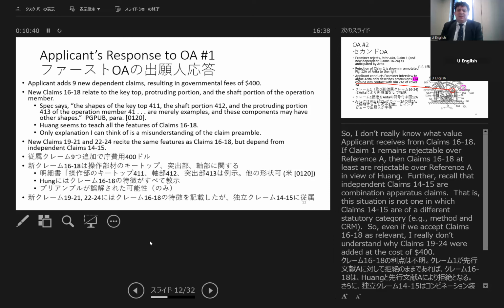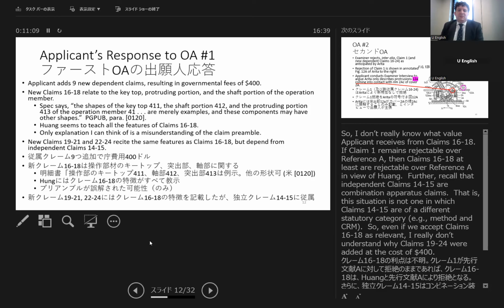I didn't really understand what was going on here because the specification says that the shapes of these 3 elements are merely examples, and these components may have other shapes. So it's not particularly important how they're shaped. The prior art reference that was applied here teaches the features of all of those claims.